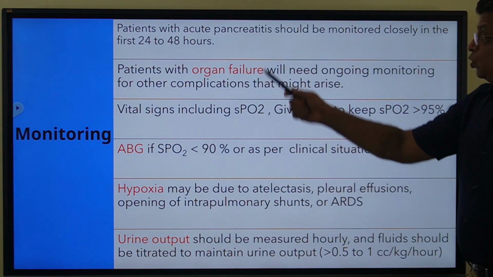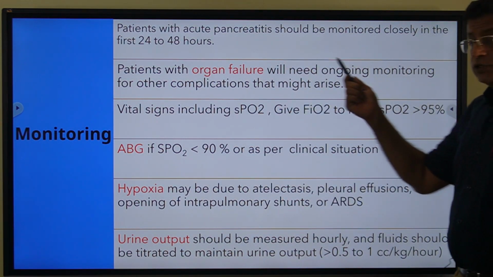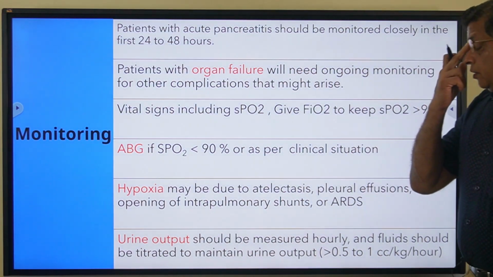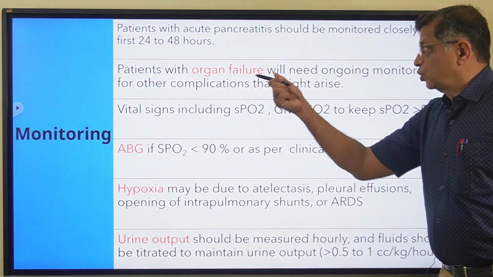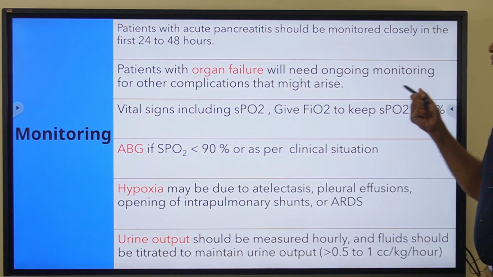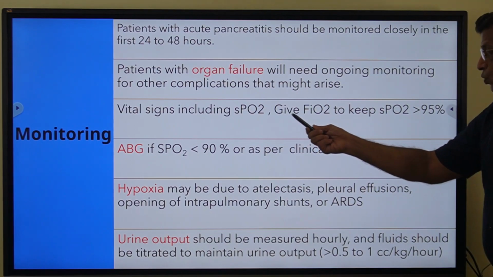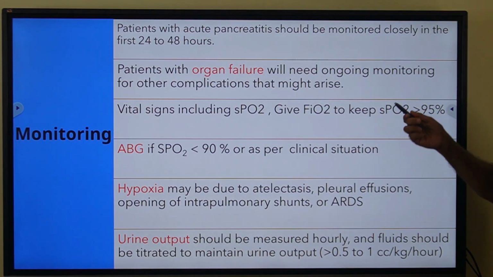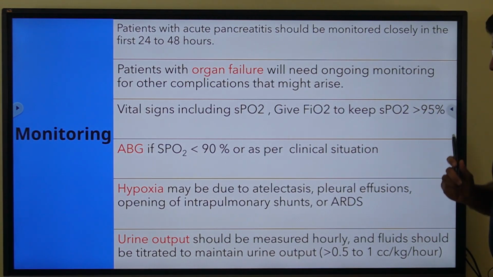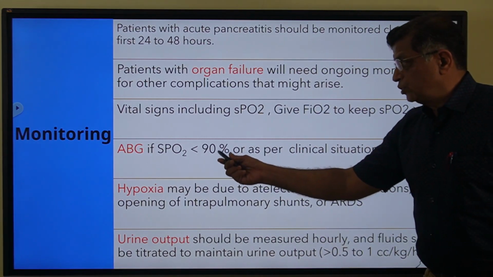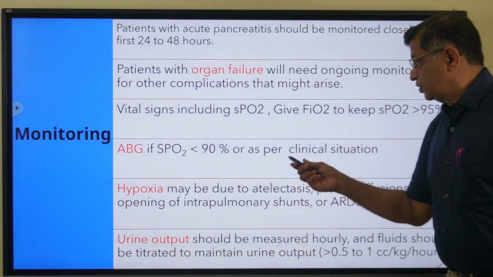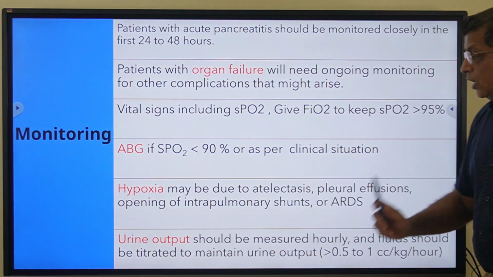Monitoring. Patients with acute pancreatitis should be monitored closely for the first 24 to 48 hours. You have to watch for organ failure. Patients with organ failure will need ongoing monitoring for other complications that might arise. Vital signs including SpO2. You have to give FiO2 so that the SpO2 is at least more than 95%. If the SpO2 is dropping to less than 90, get an ABG done as per clinical situation.